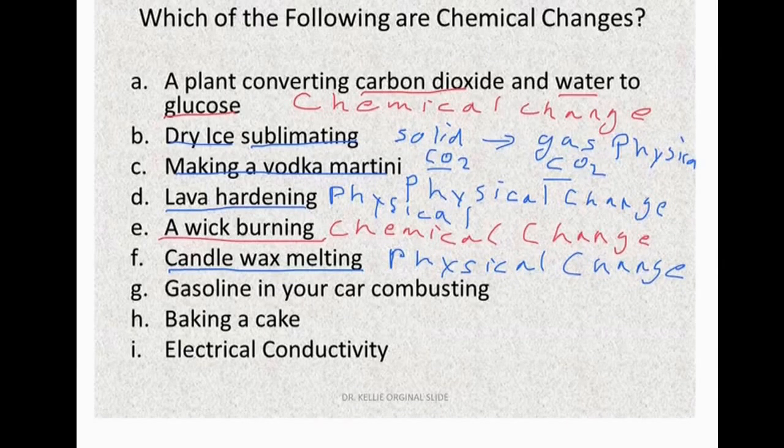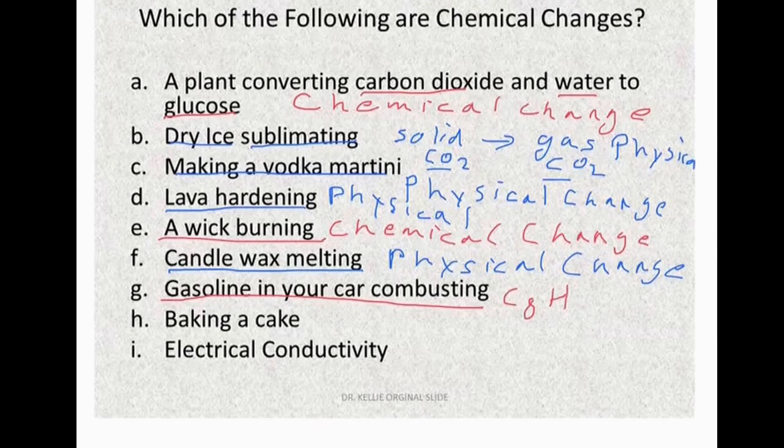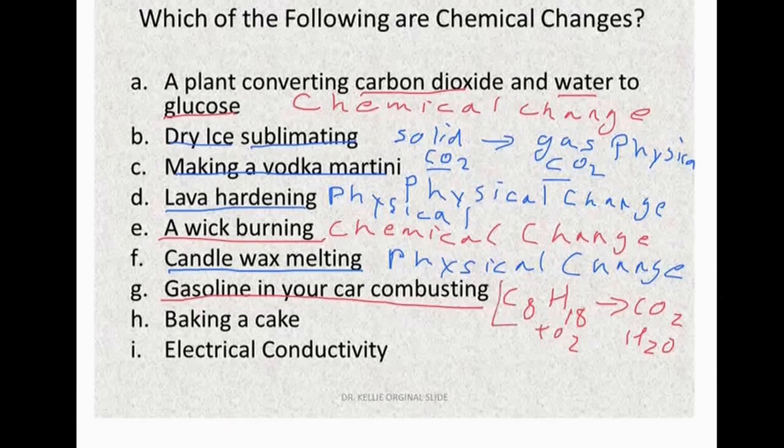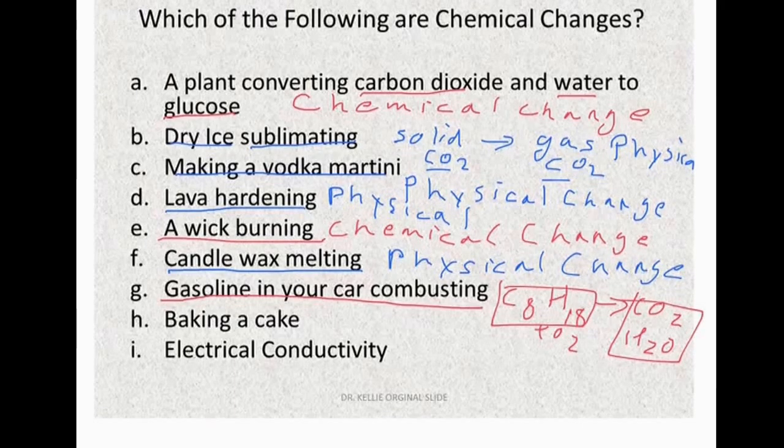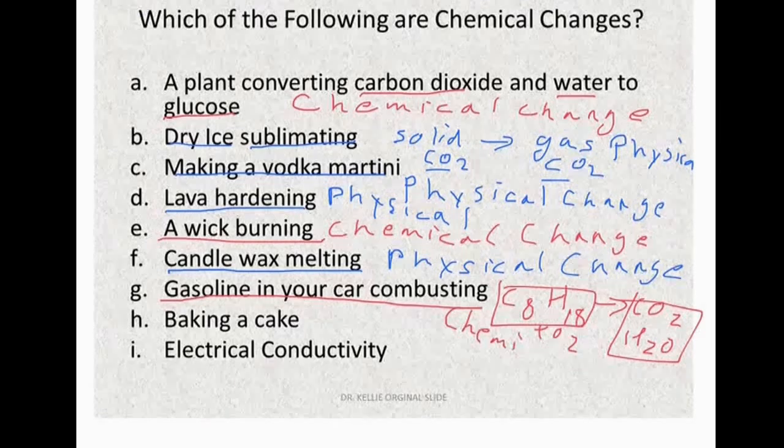Gasoline in your car combusting. When you drive your car, you're actually setting gasoline on fire inside your engine. You're converting gasoline into carbon dioxide and water. So you're going from having octane to carbon dioxide and water. You're changing substances, making combusting gasoline a chemical change.